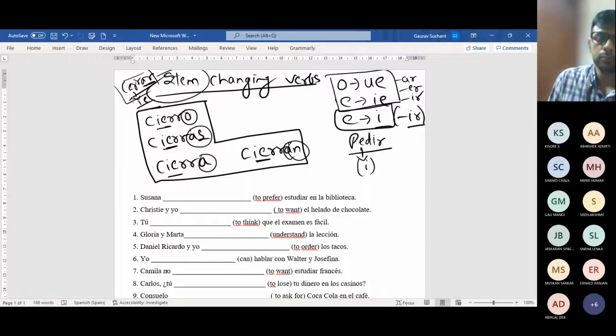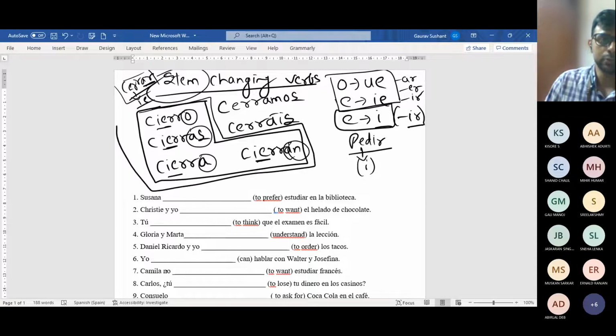So in the nosotros and the vosotros forms, the stem part is not changing, and it is cerramos and cerráis. The four forms which have changed have a line drawn around them, and the structure looks like a boot or a shoe, so we call it the boot rule or shoe rule. This will be applied to all the stem changing verbs, not only this particular verb cerrar, but all the other stem changing verbs which are going to be used.